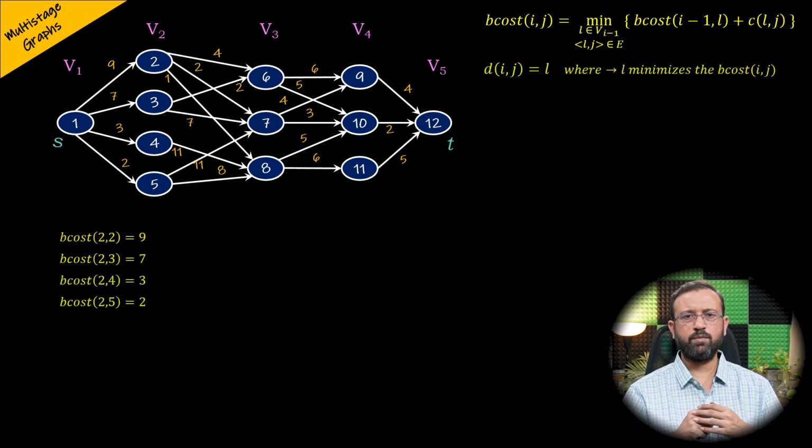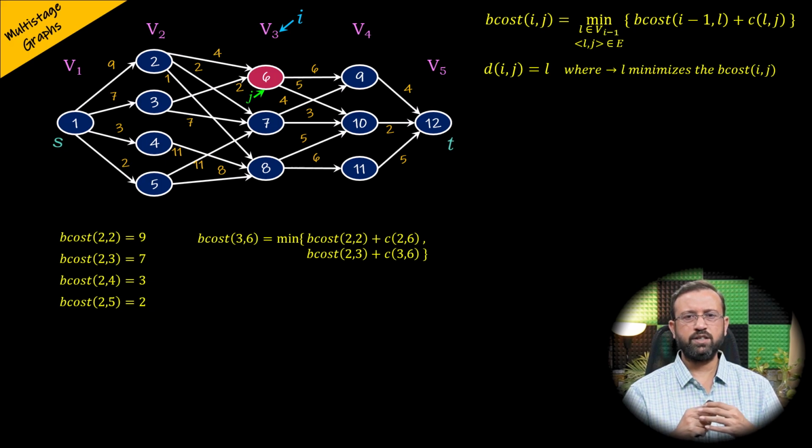Now, we have to compute the cost of the path from all the vertices in stage 3. So, we have to compute the cost of the path from stage 3 and vertex 6, which is BCost(3, 6), since i is the stage, which is 3, and j is the vertex in that stage, which is 6, and is equal to minimum of BCost of 2, which is the previous stage, and vertex 2 plus the cost of the edge from vertex 2 and vertex 6, and BCost of 2, which is previous stage, and vertex 3 plus cost of the edge from vertex 3 and vertex 6.